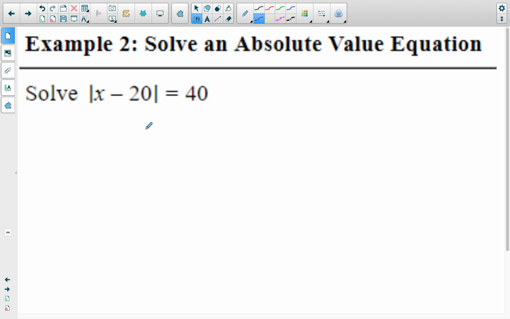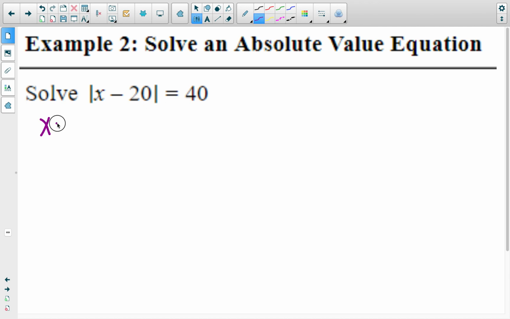Example 2. Solving an absolute value equation. So when we talk solving absolute value equations, there are two cases that we have to consider. In general, when we take the absolute value of a number, it's going to have two possible cases, the positive case or the negative case.